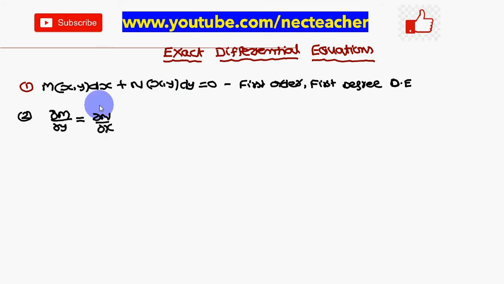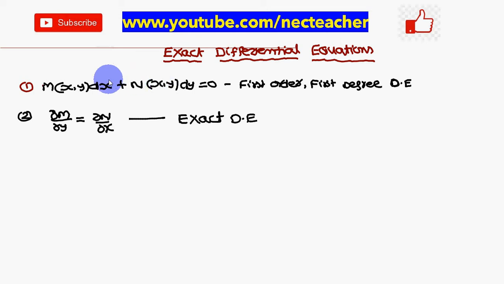Next, we have to find ∂M/∂y and ∂N/∂x. If those two are equal, then we can say that the given equation is an exact differential equation. Sometimes you will be confused. If something else is given, like r and theta, how do we remember it?